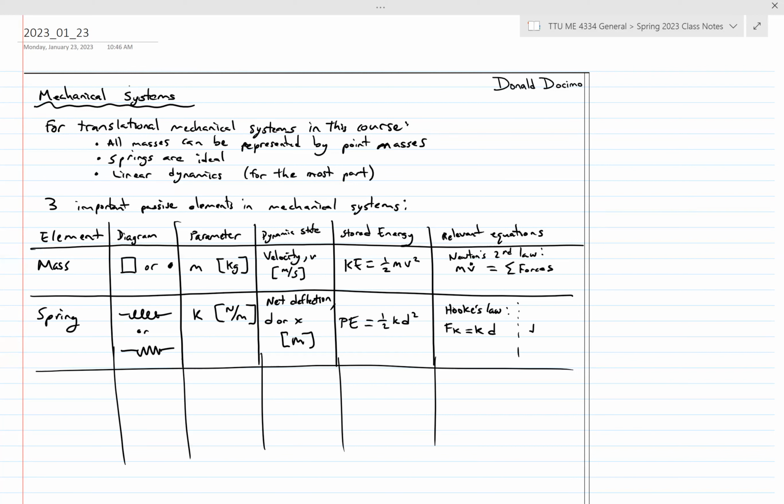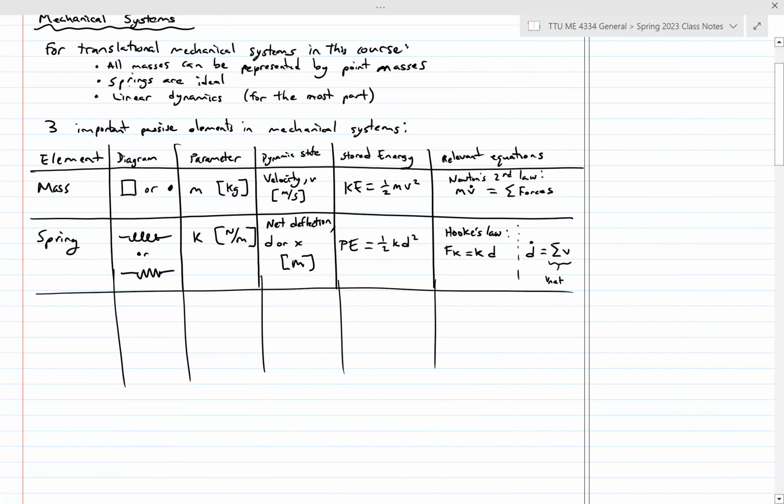What about the rate of change of D, that net deflection here? That is the sum of our velocities, the two ends of the spring, right? Or sometimes we just call V net, right? Two relevant equations for our spring. All right, we got the two elements that are probably most common here. What's our third one? Third, damper.